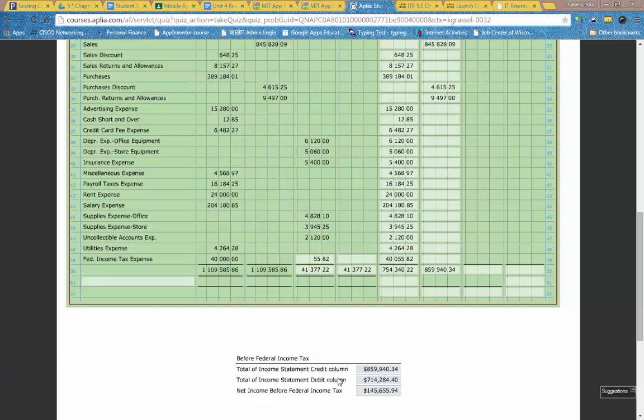All right, ladies and gentlemen, this is what I got so far. So I went through and I totaled up my adjustment column here for $41,377.22. Okay. Then I have this number you already had, so this one should not have been a difficult one for you to add up. All you needed to do was take your $714,284.40 and add your $40,055.82 to it, and that'll give you your $754.